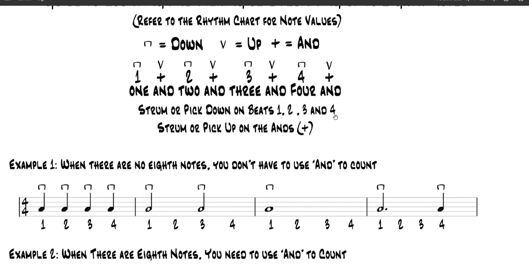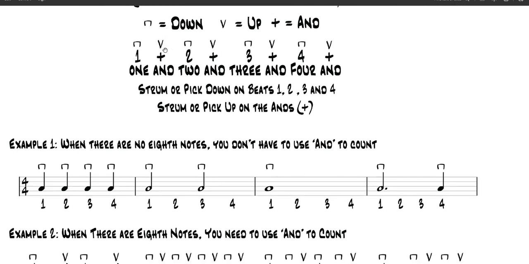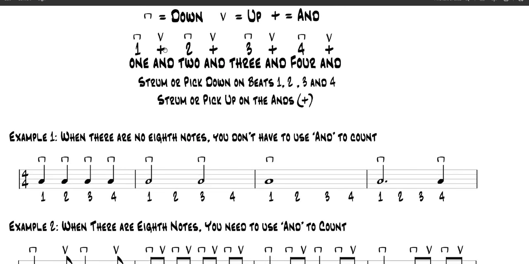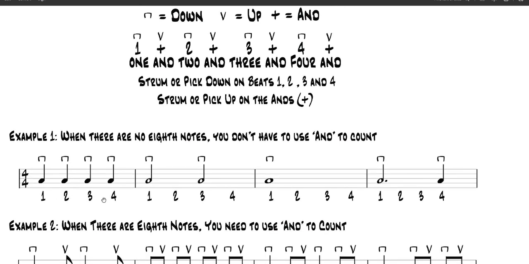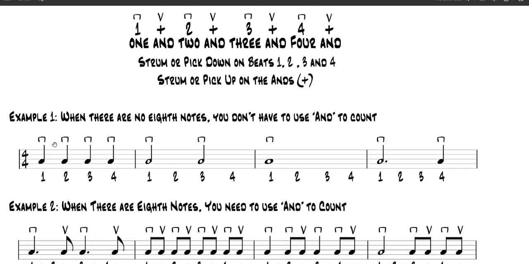Okay, and this is a very simple rule. If it's on 1, 2, 3, or 4, it's down, and if it's on "and," it's up. And that's the easy part of all of this: once you have the counting right, writing the strum direction symbols is really easy, because if it's on a 1, 2, 3, or 4, it's down, and if it's on "and," it's up. Okay, and that makes things very simple.